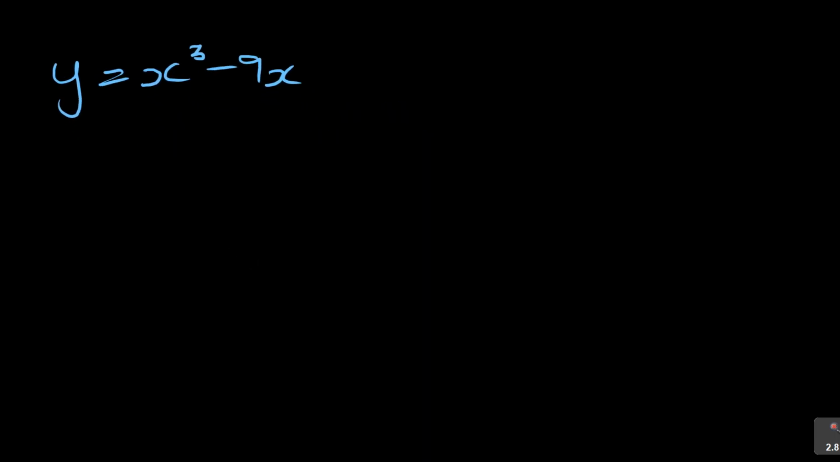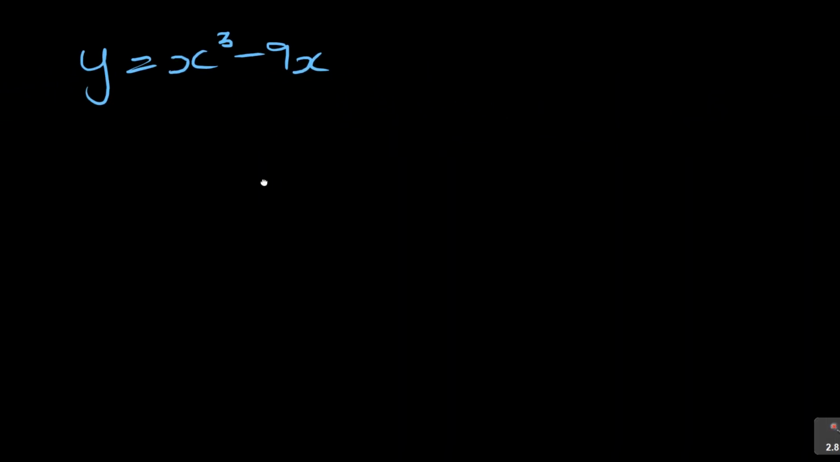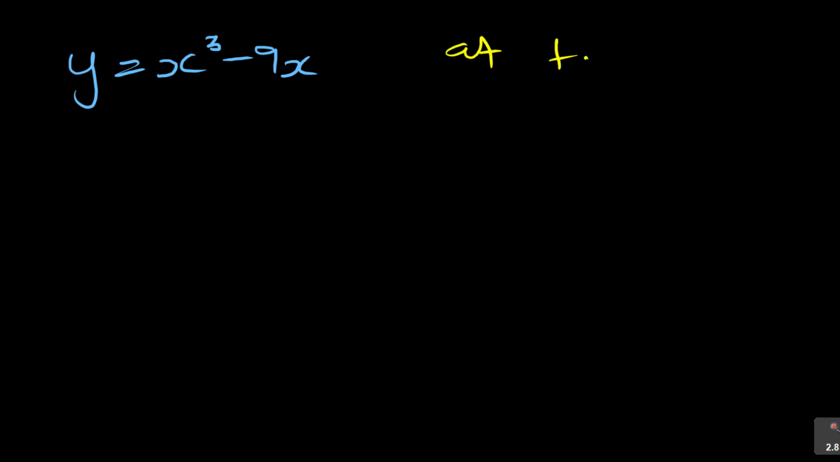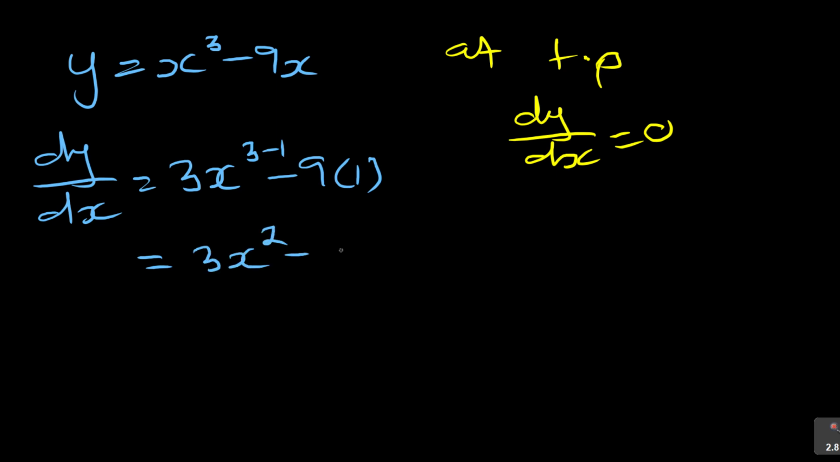So there it is. Obviously, when they say they want the turning points, remember what you must always know is that at turning points, dy over dx is equal to 0. So let's find dy over dx there. So we've got dy over dx is equal to, you drop the 3, x to the 3 minus 1, minus 9 of 1, which is 3x squared minus 9.